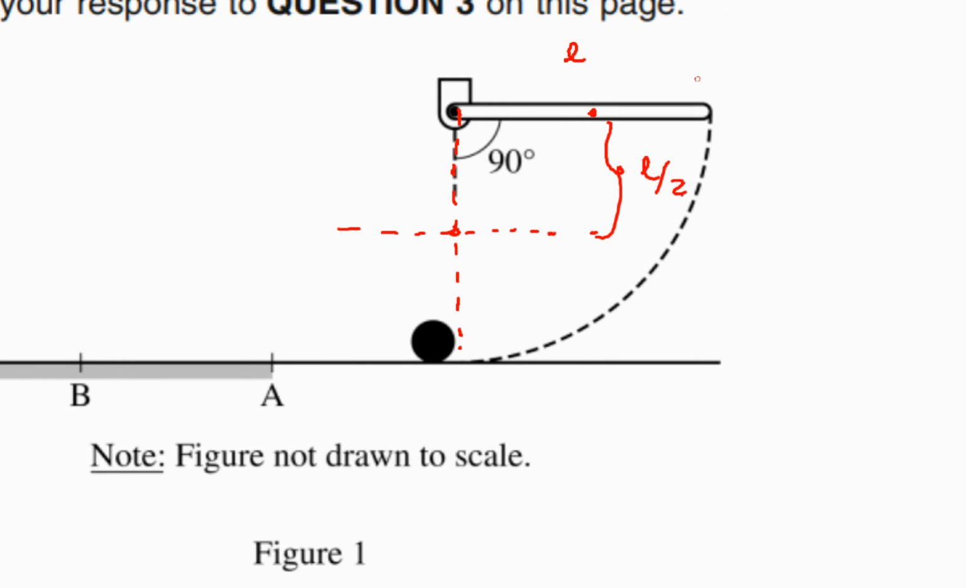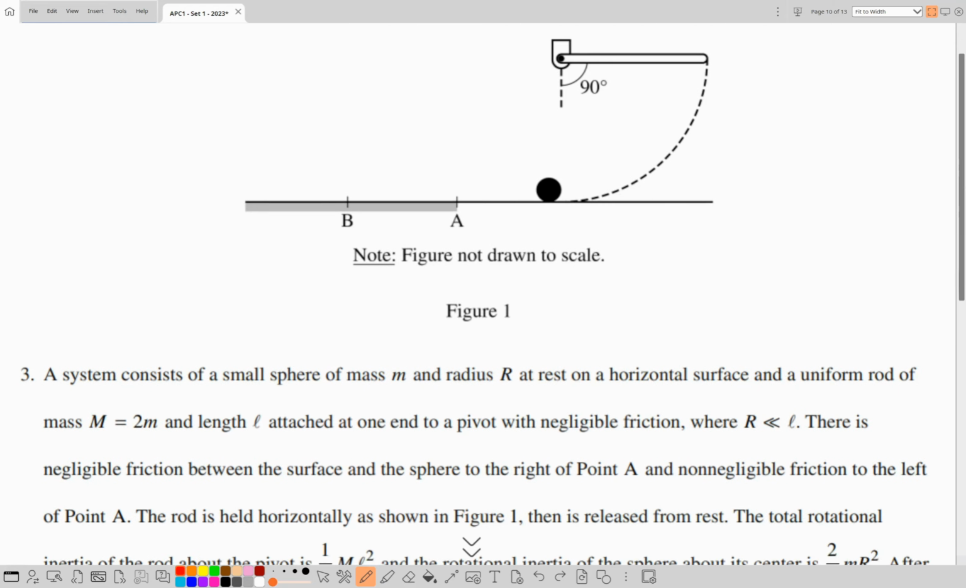This is one way to do it. Another way is to remember that always in such cases, from horizontal to vertical, the h is given by the distance from the pivot to the center, which in this case is also L over 2.